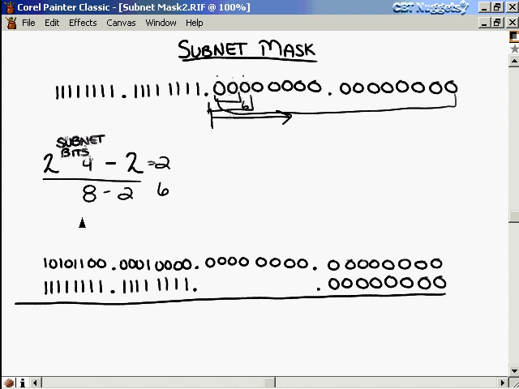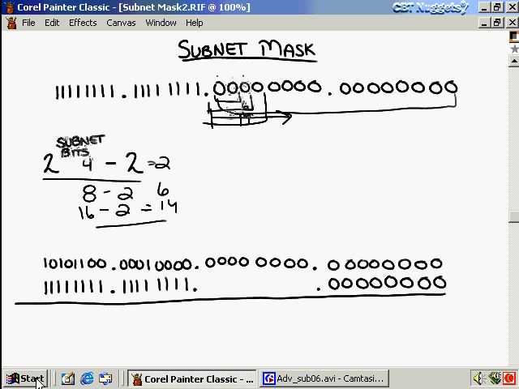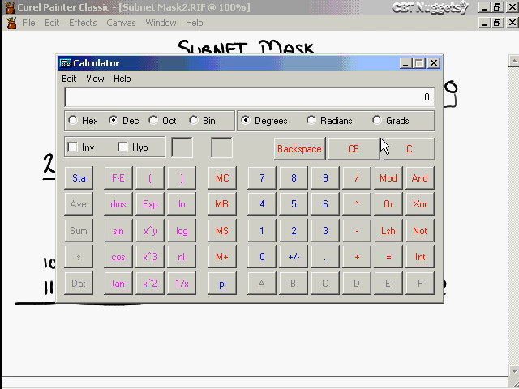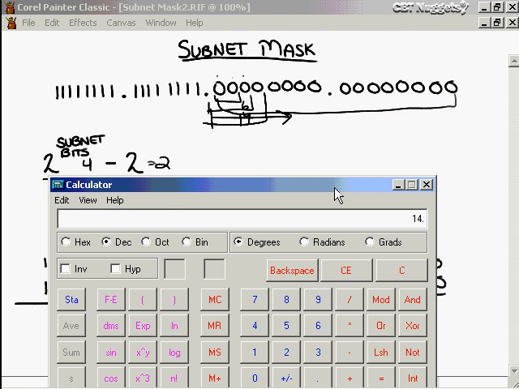2 to the 4th power is going to be 16 minus 2 equals 14 usable subnets if we use 4 of these bits. Now, for those of you that don't want to do this in your head, and I don't blame you at all, we can use the scientific calculator that is found here on our desktops if you're using a Microsoft desktop. Open the calculator, make sure you're in scientific mode, and then simply hit 2 to the power of, we just demonstrated 4, which equals 16 minus 2, and that gives you the number of subnets that you can use by using that number of bits within the host field.